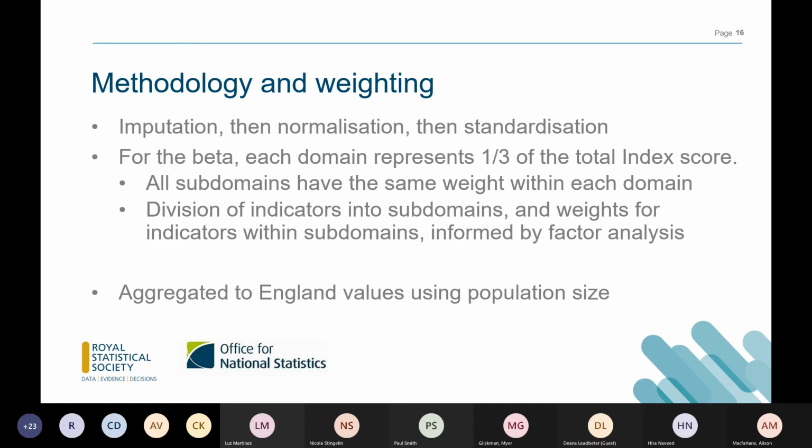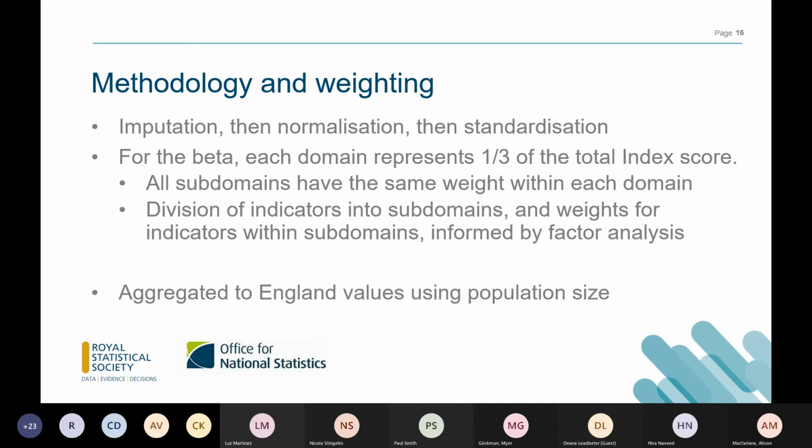Even though we're looking at UTLAs, we had to exclude the Isles of Scilly and City of London, which is quite typical for this sort of analysis, because they weren't reported sufficiently across the different indicators within the index for us to show anything meaningful for them. Too much of it would have been imputed information.